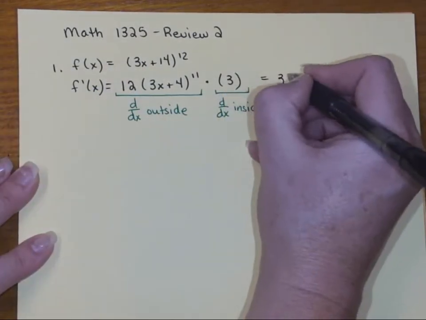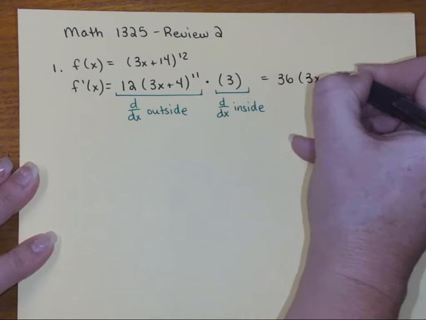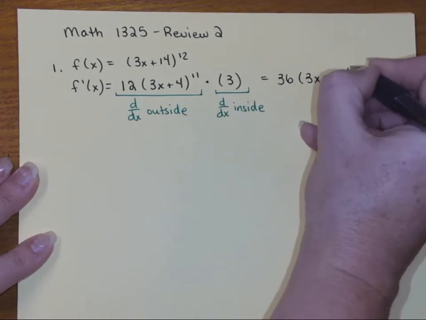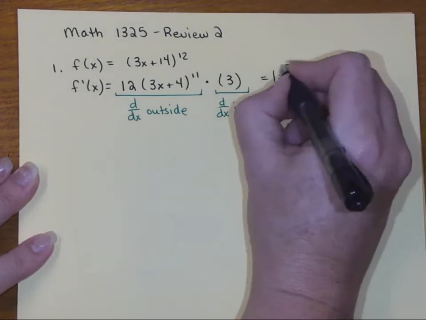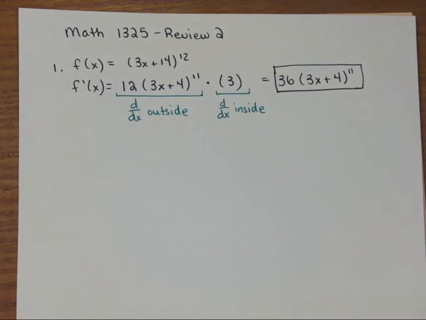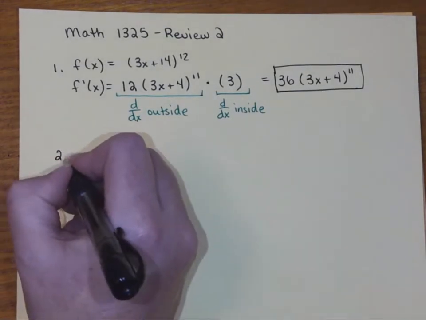And then clean up anything you can. Remember, we would not do distributive property here. So it's 36 times 3x plus 4 to the 11th. You can't do distributive property if you have an exponent, so keep that in mind.